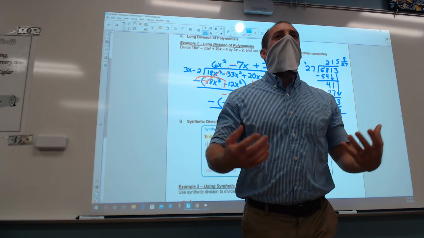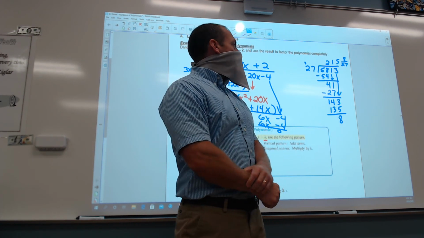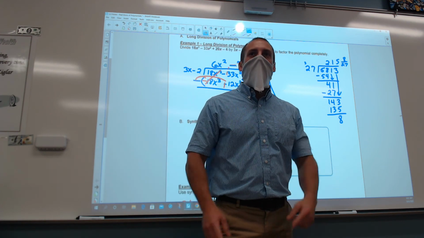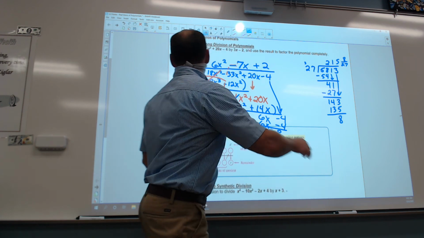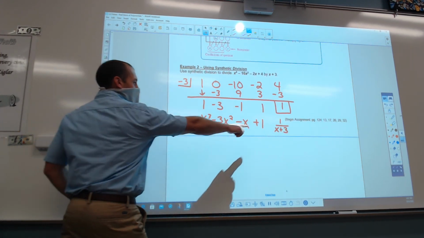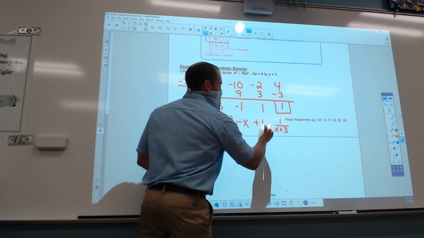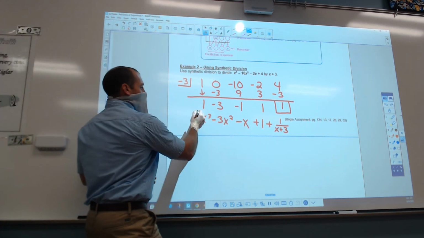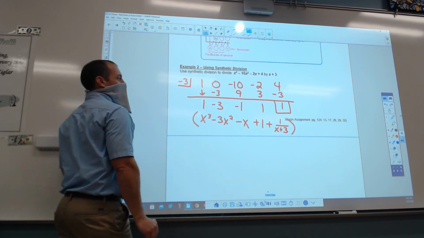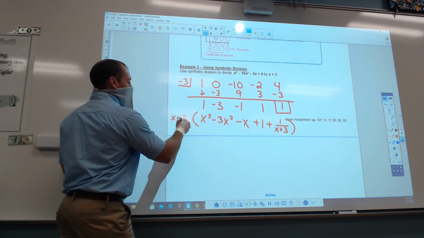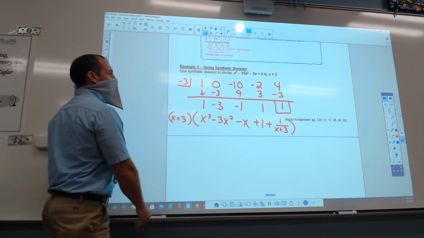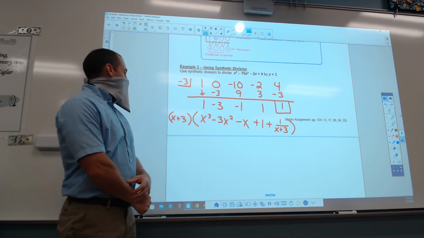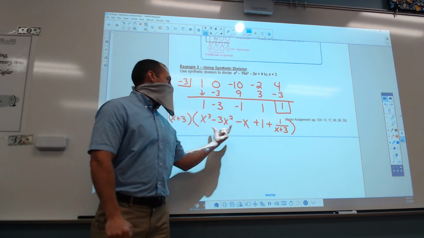Just say it the way you would say it. 215 and 8/27. What's and mean? Add. So we got to put a plus sign right there so people know not to multiply those together. It's and the remainder. All right, and I'm going to put all of this in parentheses and put x plus 3 out here. There, I just factored x to the fourth minus 10x squared minus 2x plus 4 into x plus 3 times that mess.